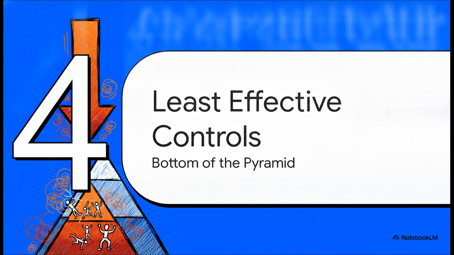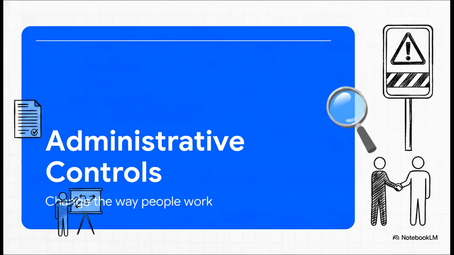Section 4. The least effective controls, the bottom of the pyramid. Dropping into the orange zone, things get a bit more precarious. Here we have administrative controls, changing the way people work. As you might guess, this means relying on safety procedures, rules, and training. Unlike an engineering control, this relies almost entirely on changing human behavior and just trusting that people will follow the rules perfectly every single time.